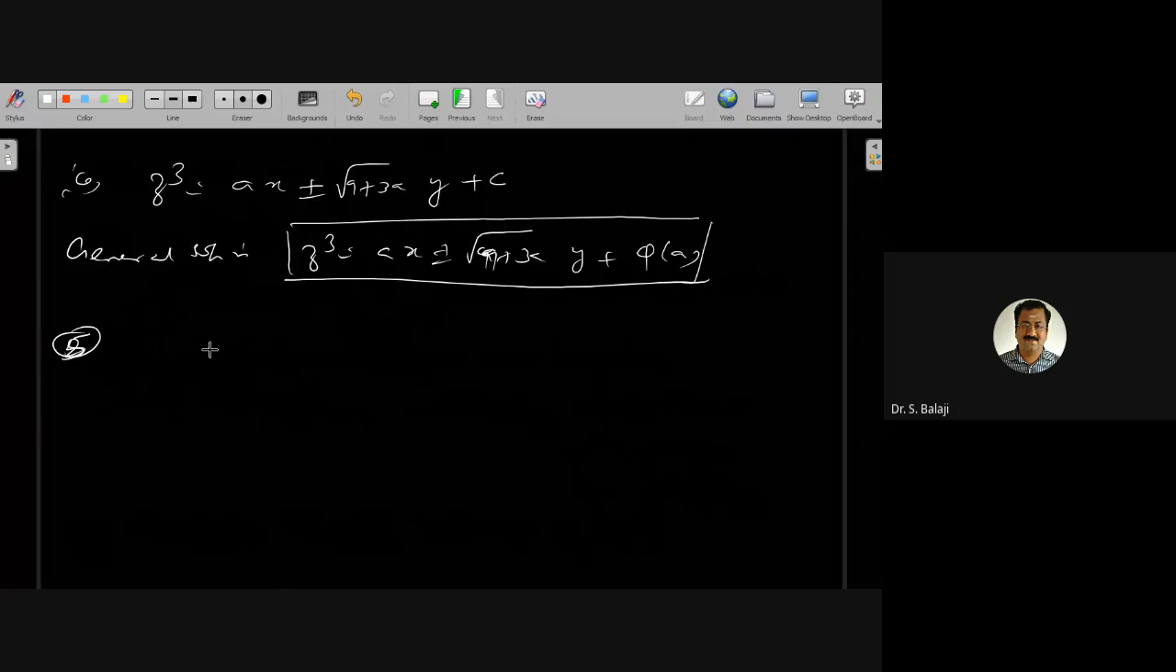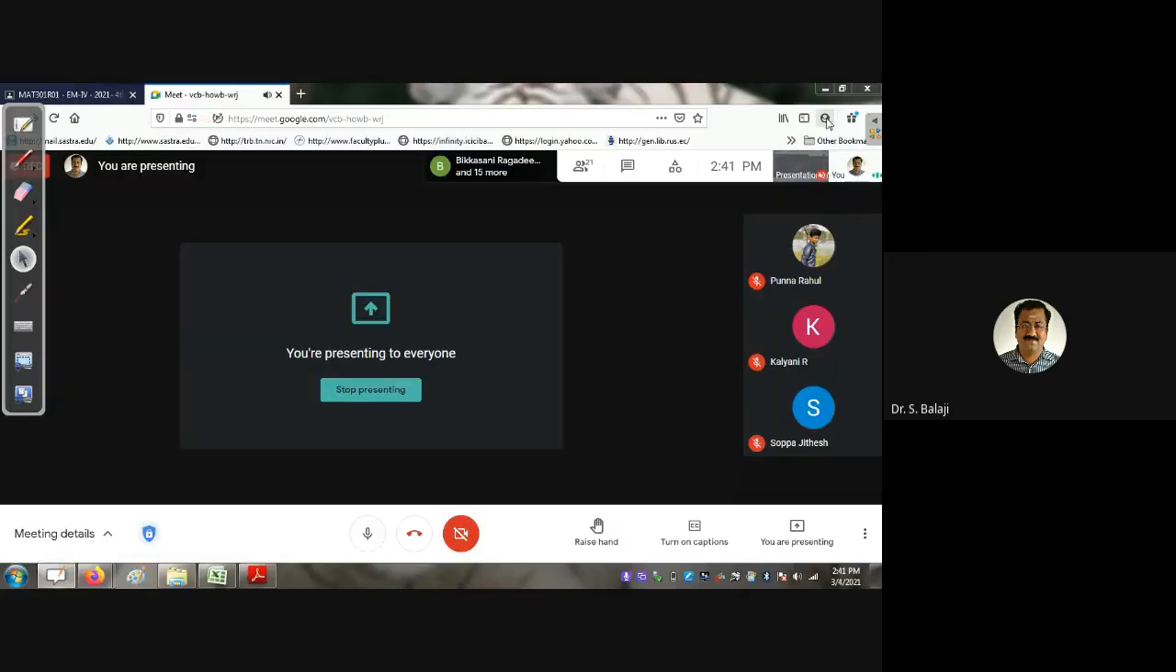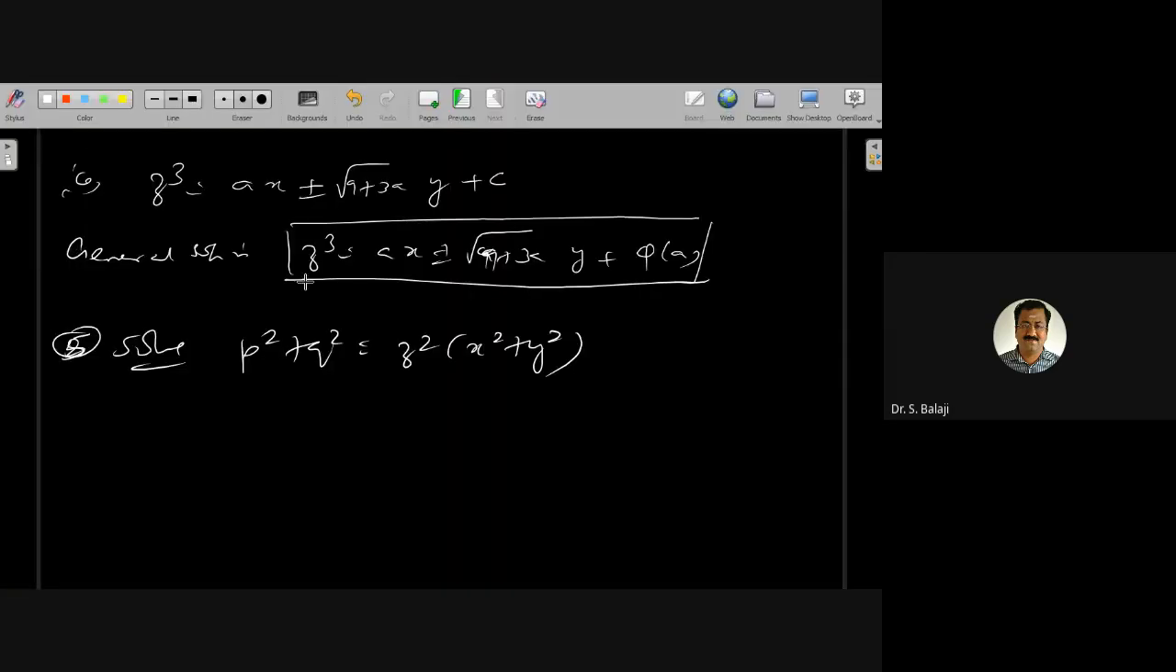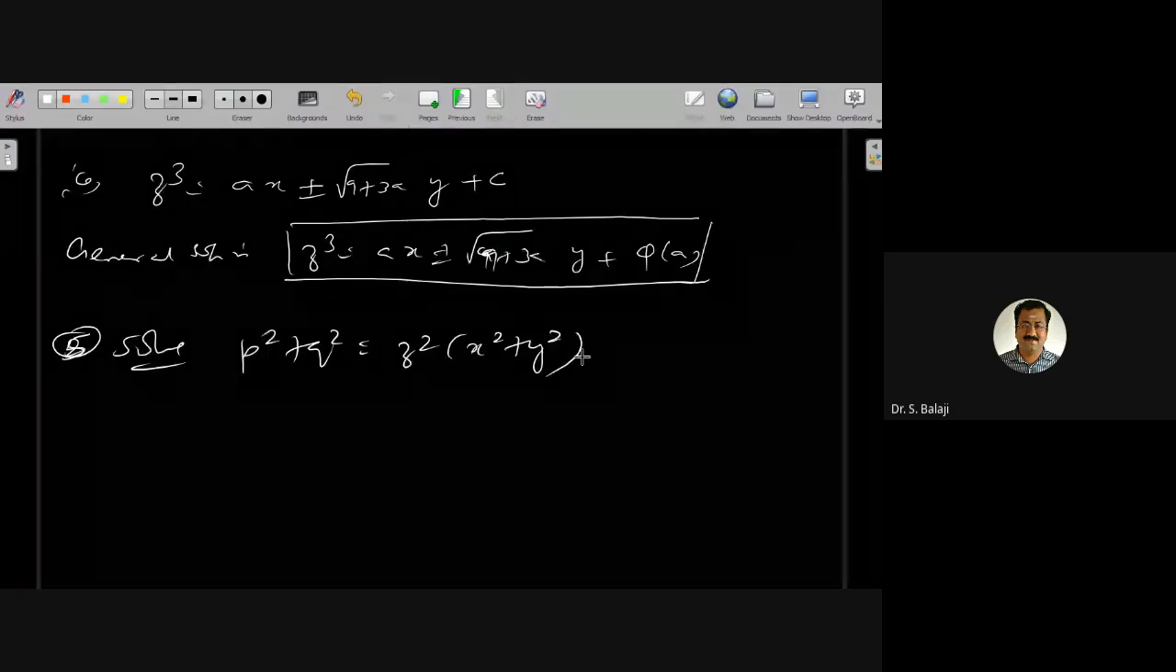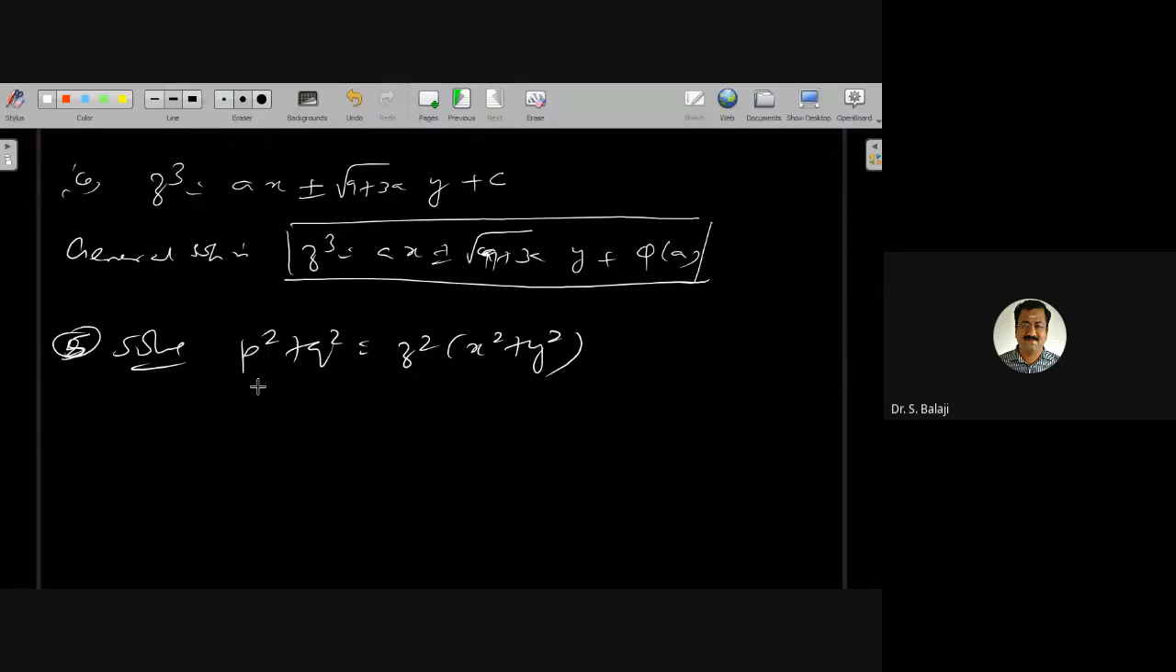Another problem here. Solve p² + q² = z²(x² + y²). The same idea: divide by z², so we get (p/z)² and (q/z)² equal to x² + y².